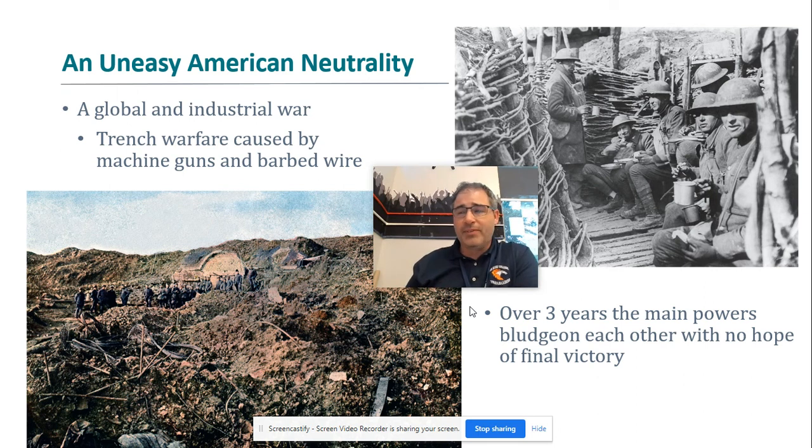And eventually the Germans are going to figure out poison gas, which is heavier than air, which goes in and settles in the trenches. When you jump out to get away from the gas, they mow you down with machine guns. It's horrific warfare. And over 3 years, the main powers, the Triple Entente, which we're going to call the Allied powers, and the Central powers, led by Germany and Austria-Hungary, are going to just bludgeon each other with no hope of final victory.